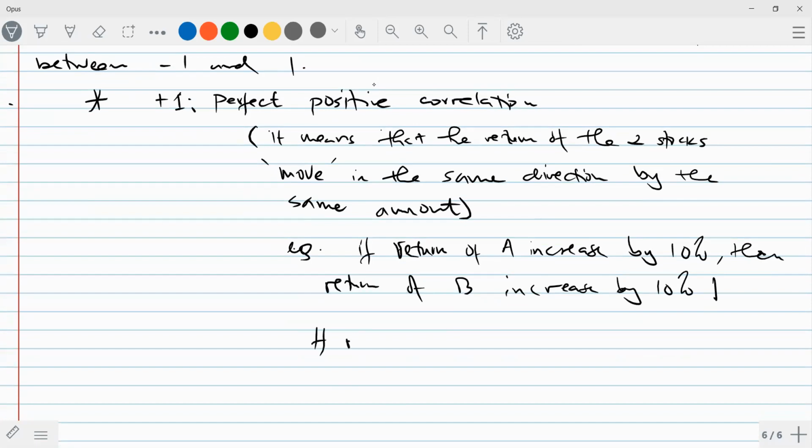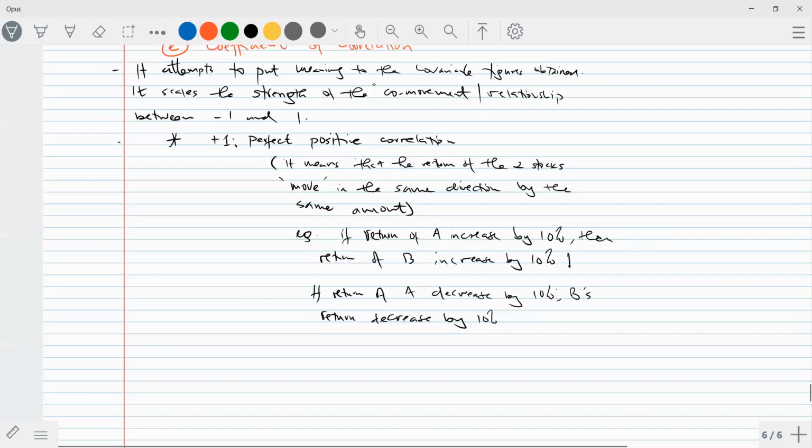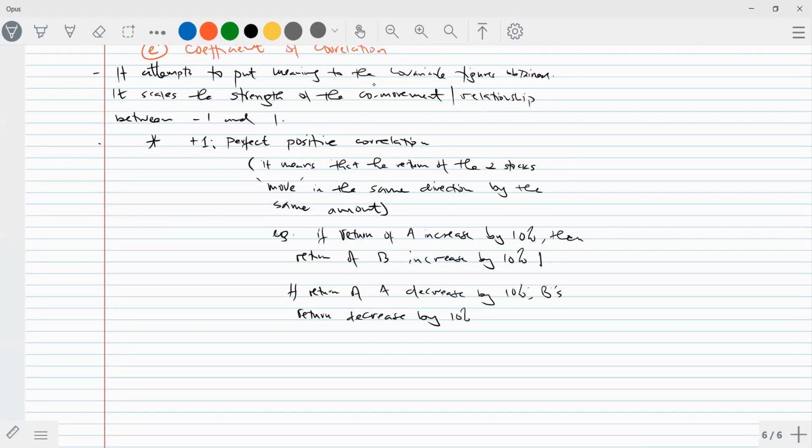If the return of A decreases by 10%, B's return decreases by 10%. So they move in the same direction. If one decreases, the other decreases, by the same amount. This is the simple interpretation of what we mean by positive one. It's called the perfect positive correlation.